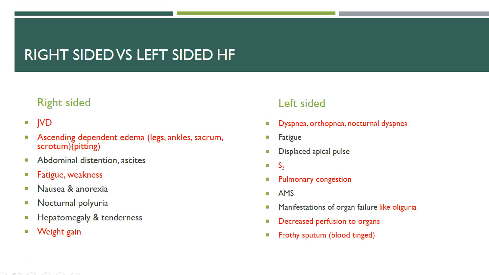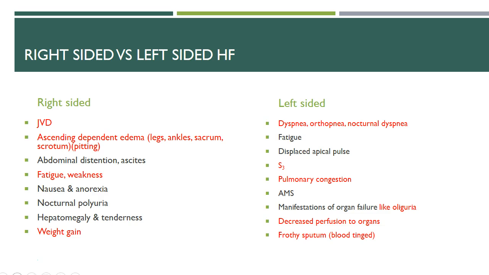So your symptoms for right-sided, you're going to have JVD. You're going to have dependent edema, and it's going to work its way up, depending on how bad the heart failure is. Starts at the feet, moves up: legs, ankles, sacrum, scrotum. So if you have a patient that is in the bed and they can't move around and they have heart failure, the edema is going to be dependent. So if they're laying on their back, they're going to have edema in their sacral area and in their legs. If they have edema in their scrotum, what you want to do is elevate their scrotum.